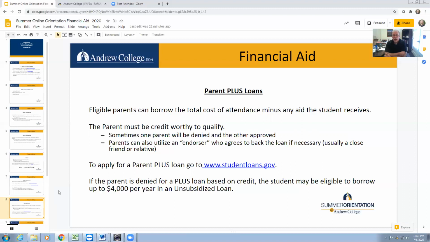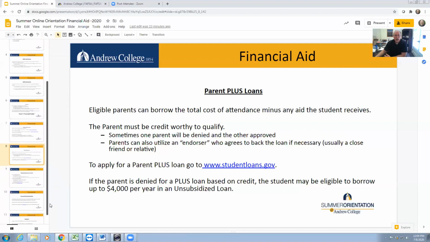To apply for the plus loan, you'll go to www.studentloans.gov, which is the same place the students go to do their entrance loan counseling and master promissory note. Only you will click on the parent loan to undergraduate students. You will need to have your FSA ID in order to complete this process, which takes about 15 minutes or so to do. Usually within a day, you'll know whether or not you've been approved for the loan, or at least the financial aid office will know whether or not you've been approved for the loan.